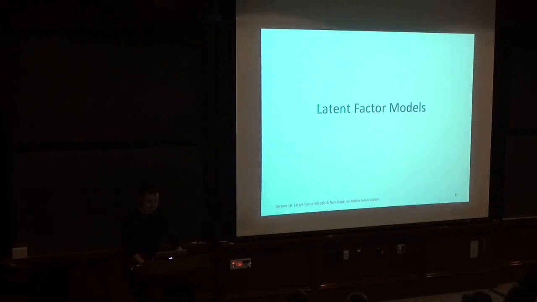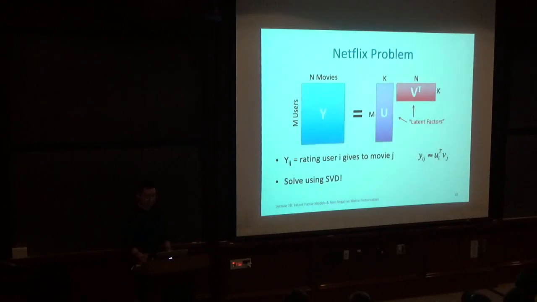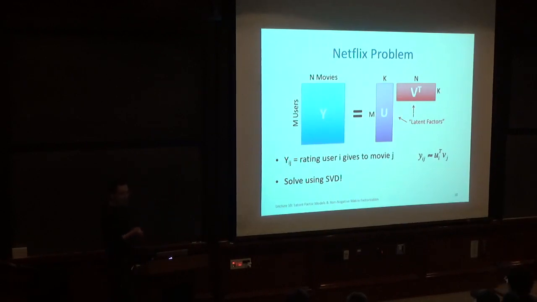OK. Let's talk about latent factor models. To motivate the latent factor model paradigm, let's first talk about a classic problem known as the Netflix problem. So we have a matrix Y that is ordered by users by movies. So we have capital M users and capital N movies. And Yij is the rating, let's say 1 to 5, 0 to 1, whatever the scale is, that user i gives to movie j.